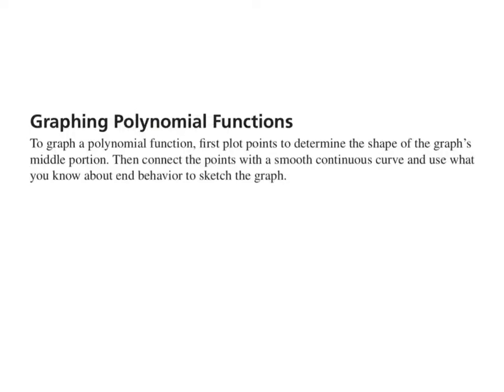To graph a polynomial function, first thing we need to do is plot points. So we're going to plug in numbers for x and get numbers for y to determine the shape of the graph. And then we connect the points with a smooth, continuous curve and use what we know about the end behaviors to sketch the graph. So again, we're going to have to decide what our end behaviors are, and that's going to help us graph the ending parts.